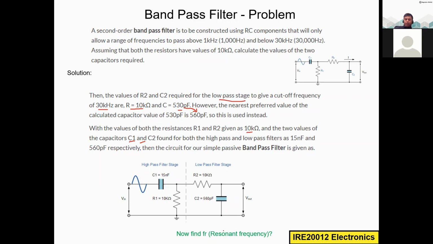Now I ask you one question. Can you find the FR value? You know FL and you know FH. Can you please find this FR? You know the formula for FR also. FR is equal to the square root of FL times FH. So what you have done is, you know the frequency values and the resistor values, and you have found C1 and C2. Now you have to find the FR value.